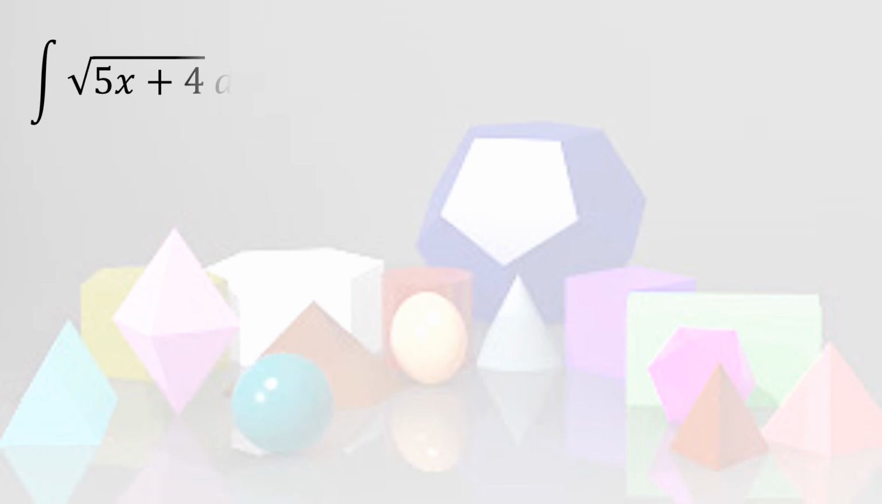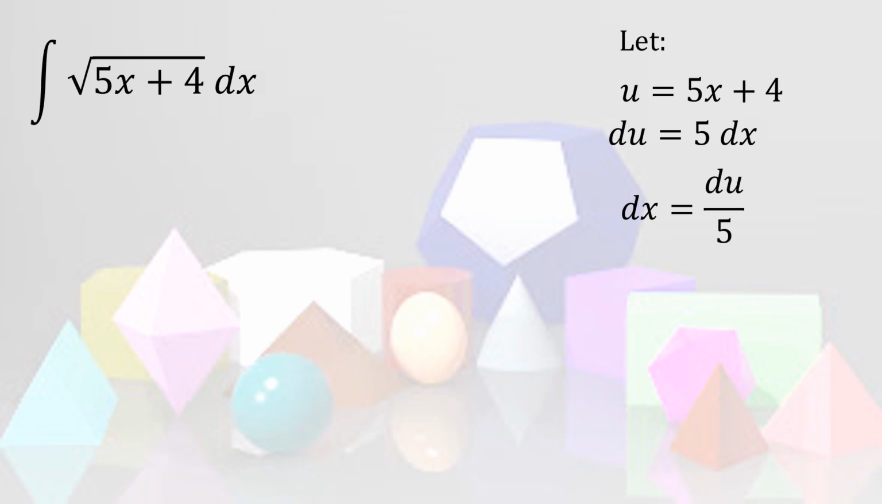Now let us have the last example. Let us determine the antiderivative of square root of 5x plus 4 dx. The first thing that we should do here is to have our u, which is equal to 5x plus 4. Then we are going to get the derivative of 5x plus 4, which is equal to 5 dx. And then to determine dx, we are going to divide both sides by 5. So dx equals du over 5. And then we are going to substitute all the values.